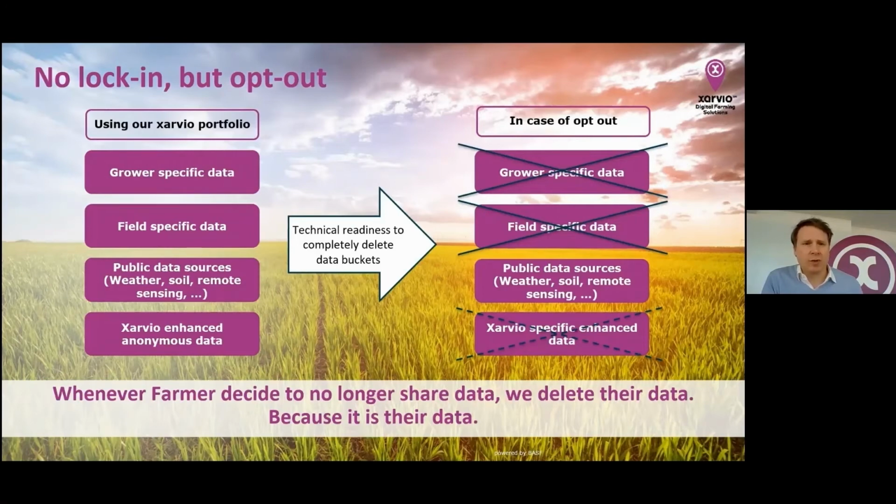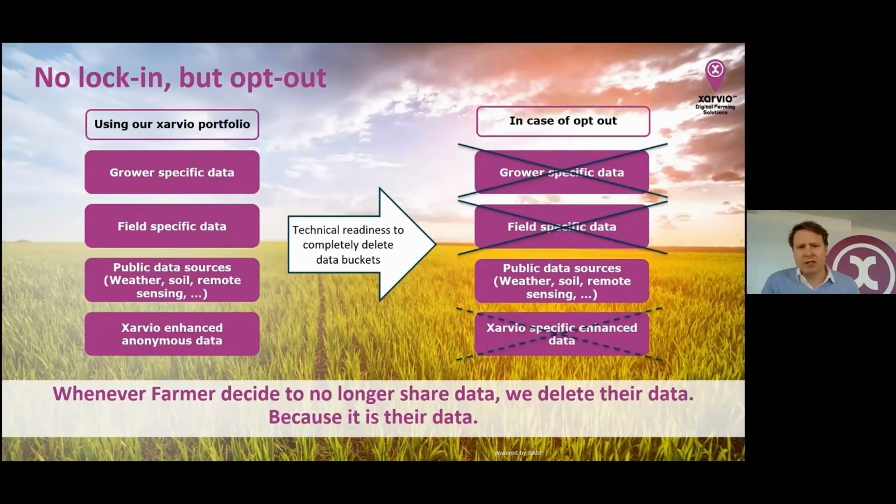When we use our products, we have various data dimensions we bring together. I shared that already on the previous slide a bit. What is very important for me is that whenever a grower decides not to continue to work with our tools, and in case he wants to opt out, all his data will be deleted. So all personal data, all grower-specific data, field-specific data will be deleted simply because we can do so.